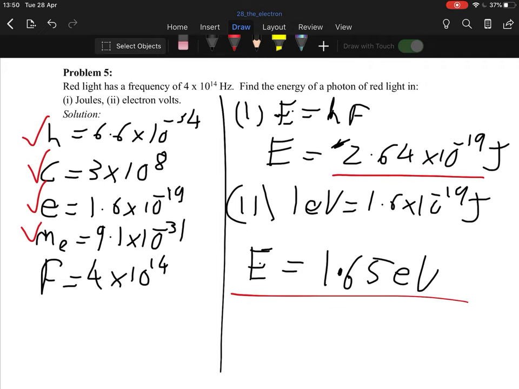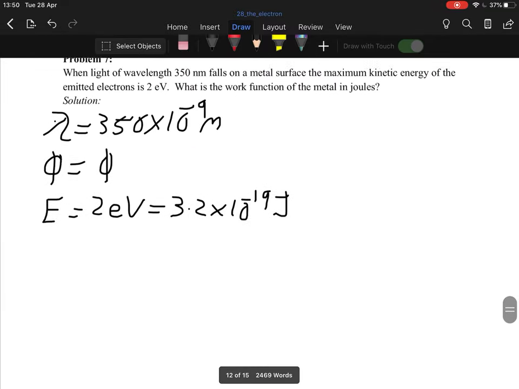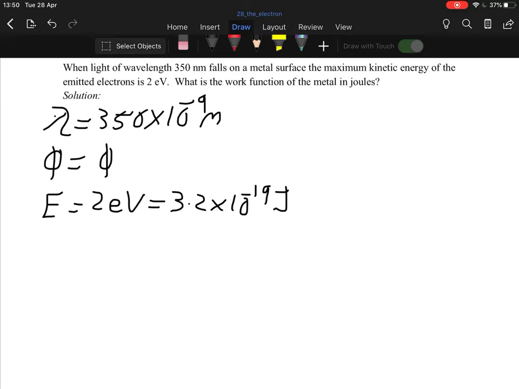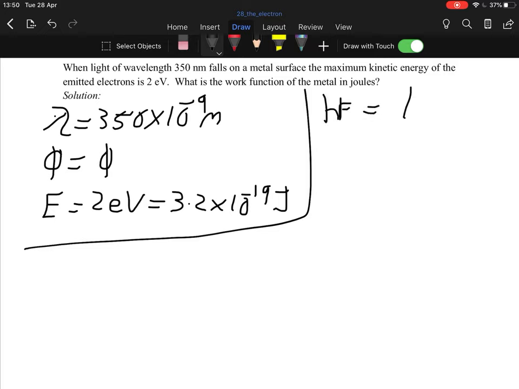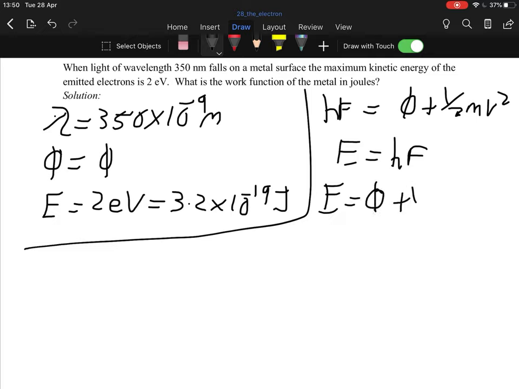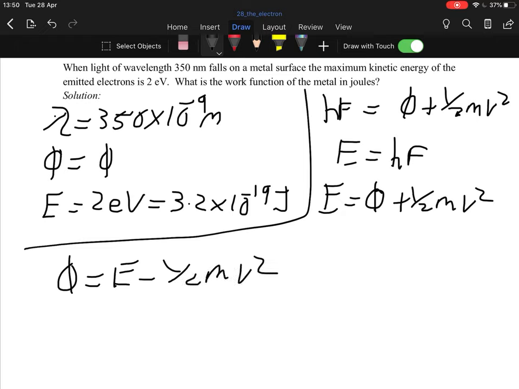All right, so we're looking for the work function. And again, like I said, don't forget, we have these values: we have H, we have C, we have E, we have M. Okay, so we want to find the work function. E equals HF. No, but we could use this one. In the log tables it's HF equals work function plus a half mv squared. We're trying to find the work function, so work function equals the energy minus a half mv squared.